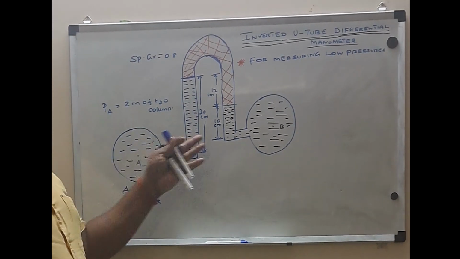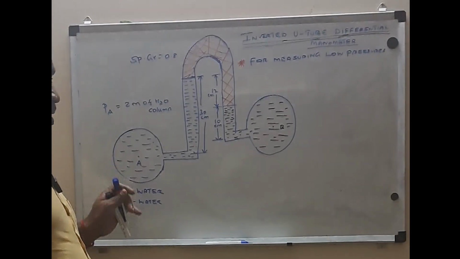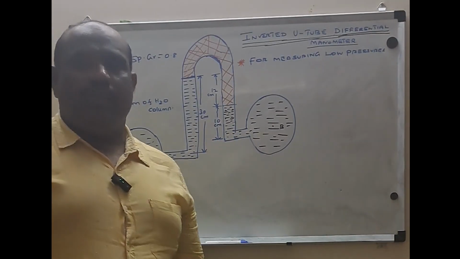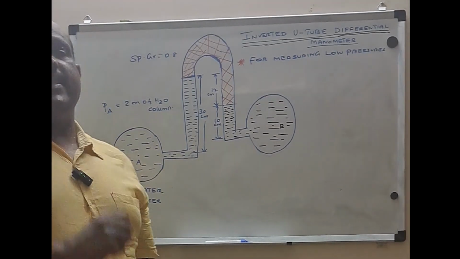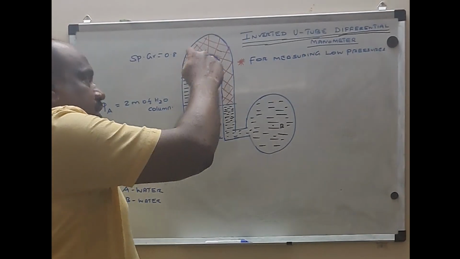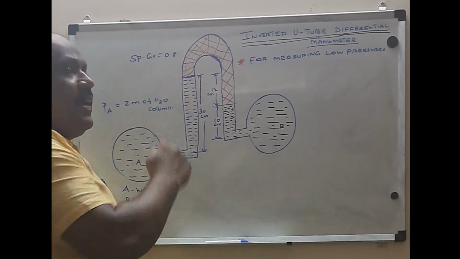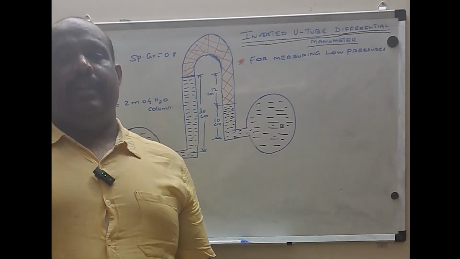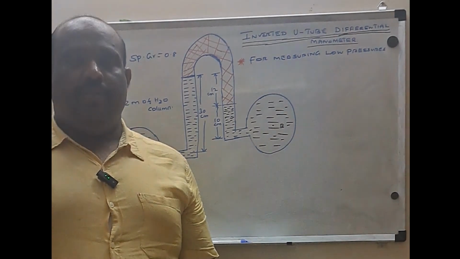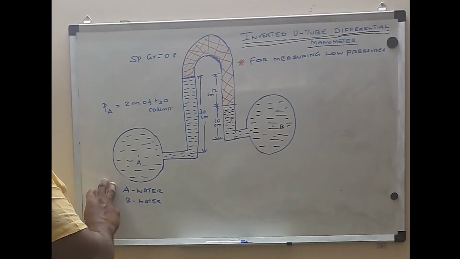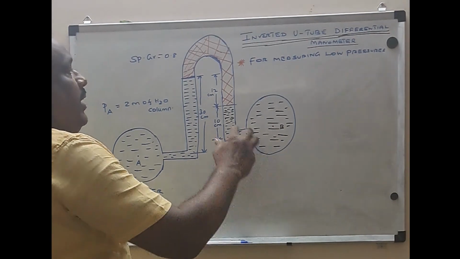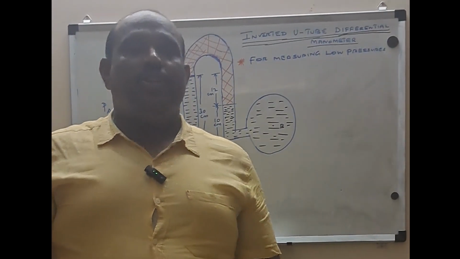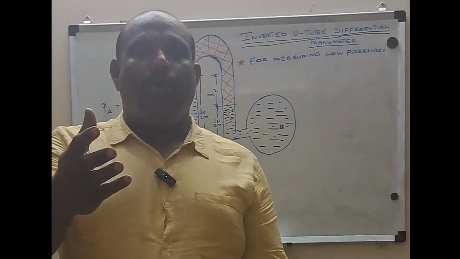So we have both as water here. A is water, B is water. But if you want, you can take another fluid also. It need not be water. But the condition is that the density of this measuring fluid, shown in the red color, should be lighter than the other two fluids. For example, if the density is 1000, or if the density is 800, then the density of this measuring liquid can be, say, 500 or 600. It should not be more than 1000. I hope you got the concept.